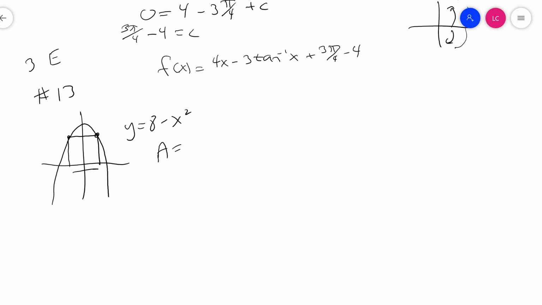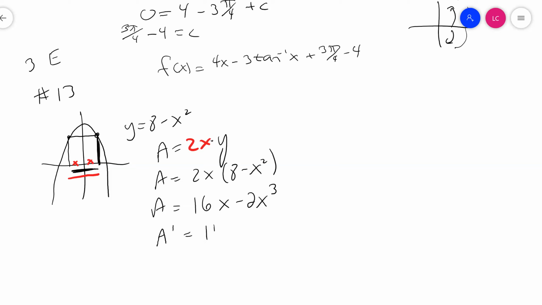So the area will be this width. So let me just use a little color here. So this is a distance x and this is a distance x. So the width all the way across will be 2x. And then what's the height? This distance here will be the y value. And that's where I use the function. And since this one's not squared or anything, I'm just going to go through and just multiply this out.